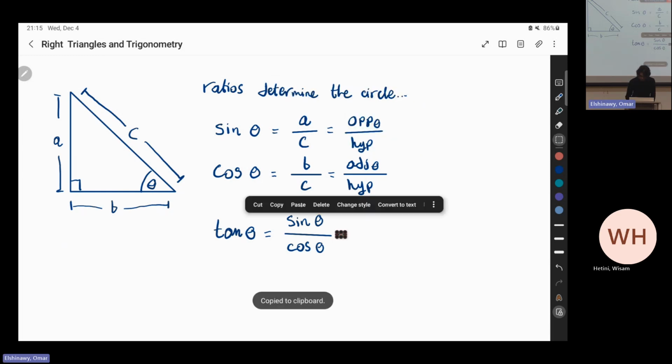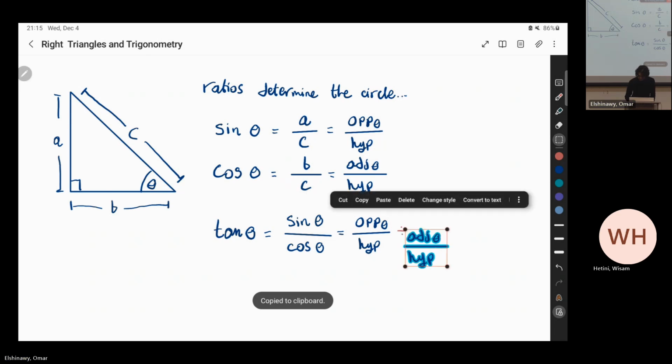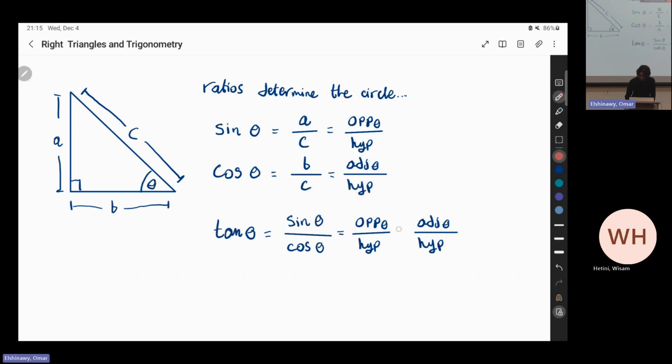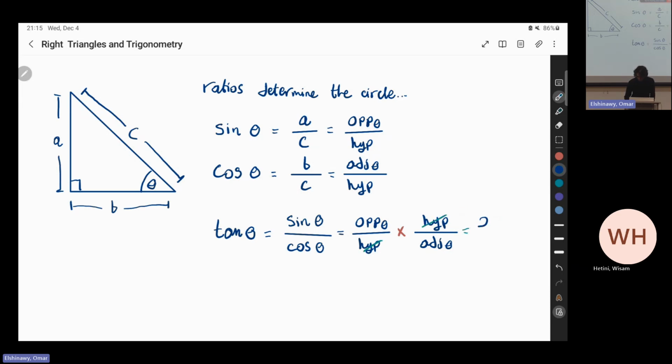I would divide sine of theta by cosine of theta just by the way I've defined it. If I want to divide this, then I probably should multiply the inverse fraction. And something very nice happens, the hypotenuse cancels out, and it's just the opposite side divided by the adjacent side. So these are just some formulations, and there's nothing really interesting here. But these are the basics that should get us going.